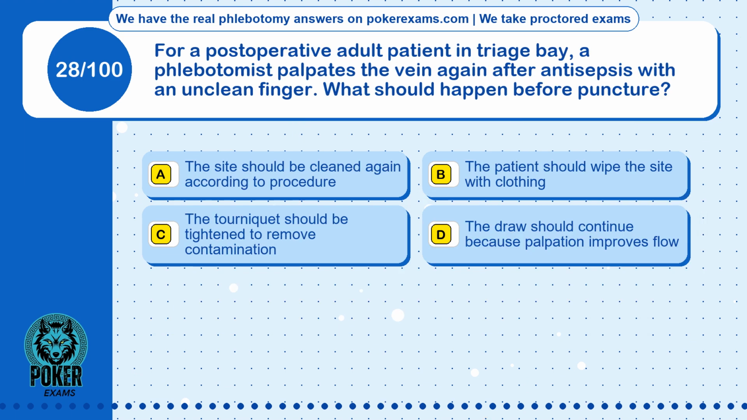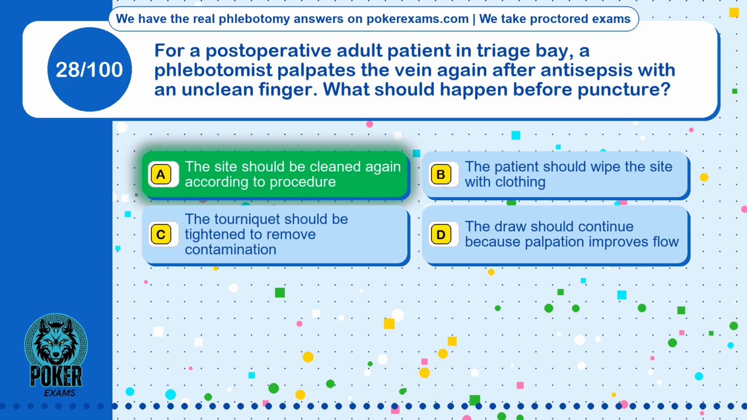Question 28. For a postoperative adult patient in triage bay, a phlebotomist palpates the vein again after antisepsis with an unclean finger. What should happen before puncture? Option A, the site should be cleaned again according to procedure. Option B, the patient should wipe the site with clothing. Option C, the tourniquet should be tightened to remove contamination. Option D, the draw should continue because palpation improves flow.